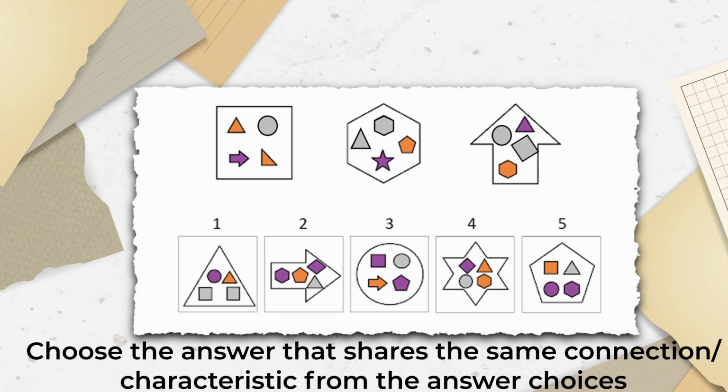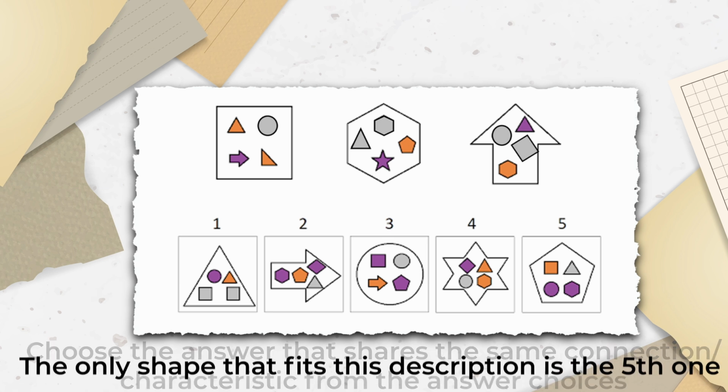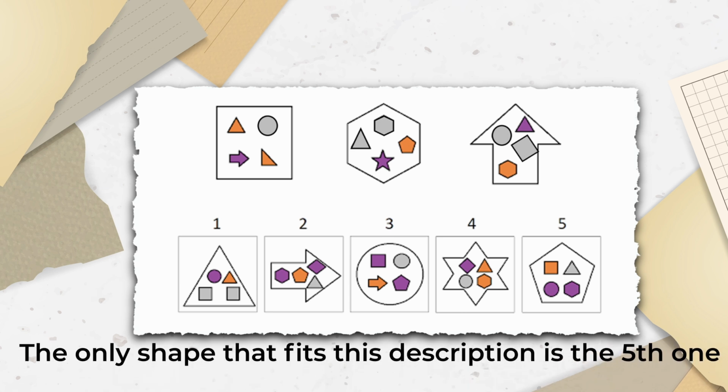In this question, the 3 figures are all shapes that have the following common features. Every outer shape is white and contains 4 other colored shapes inside, where the colors used are purple, gray, and orange. The orange shape has always one side less than the outer shape. The only shape that fits this description is the 5th one. Therefore, the 5th choice is the correct answer.